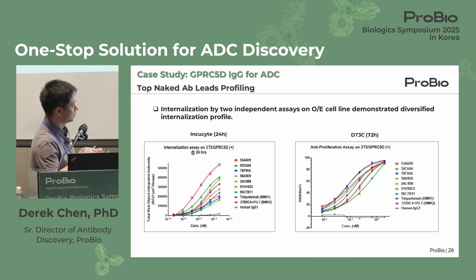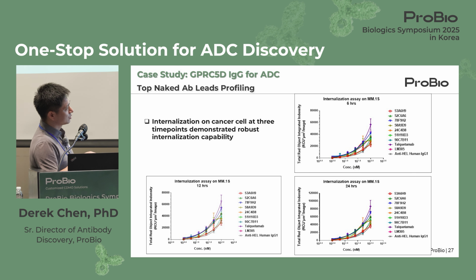In addition to the antigen binding affinities, we also evaluated the internalization of these naked antibodies using both InQSite at 24 hours and the DT3Cs at 72 hours. These assays are done against the GPRC5D overexpression engineered cell lines. As you can see from these two figures, all of these 7 candidates show similar, equivalent, or better internalization compared to the clinical benchmark, both of these two clinical benchmarks in these two independent systems.